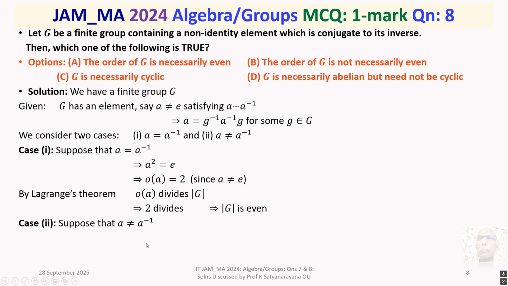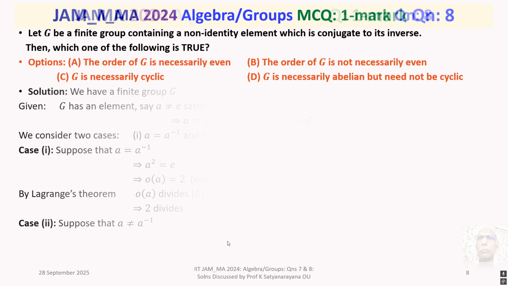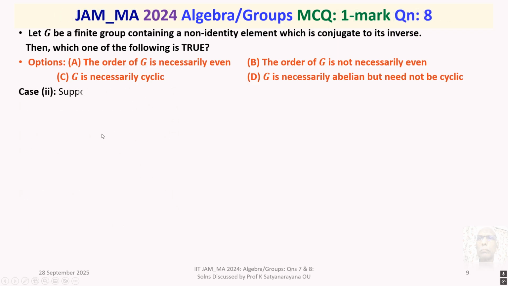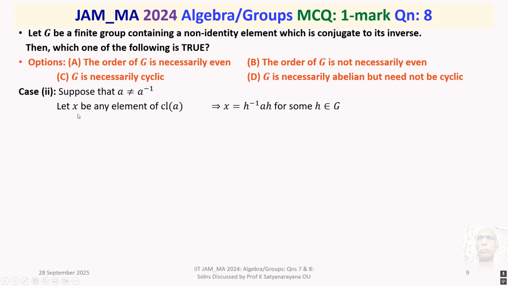So we go to case 2, in which we deal with A not equal to A inverse. Suppose that A not equal to A inverse. Let us take an arbitrary element X from the conjugate class of A. So let X be any element of the conjugate class of A. That means X is conjugate to A. That means X is equal to H inverse A H for some H belongs to G.